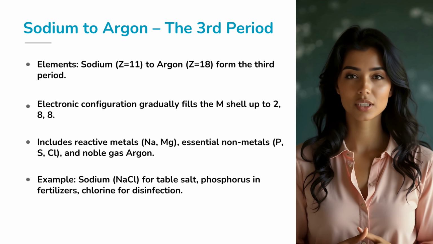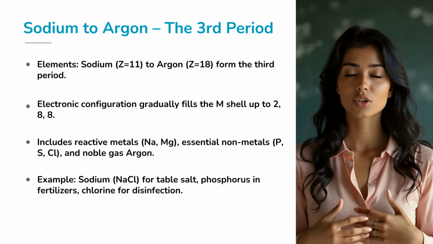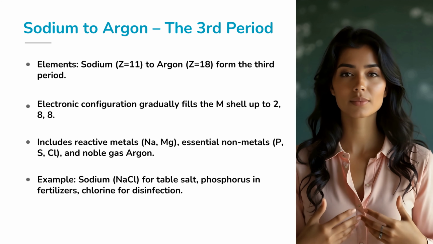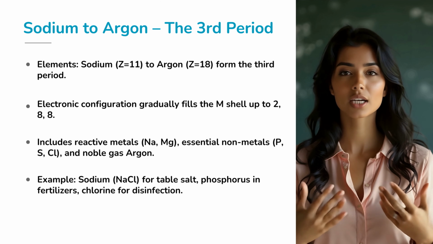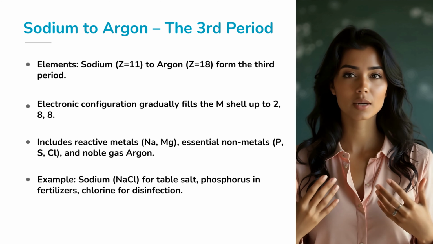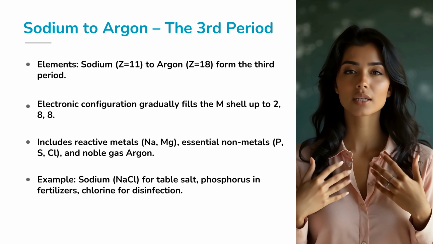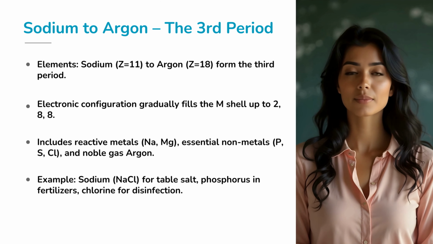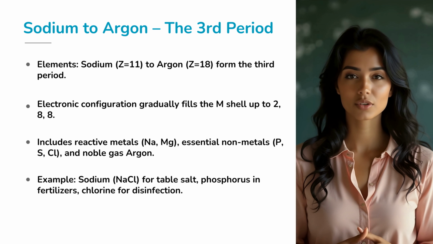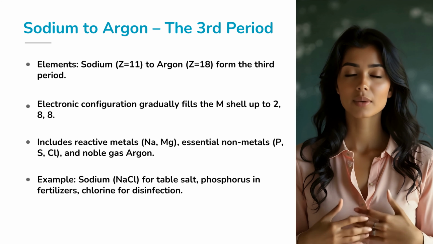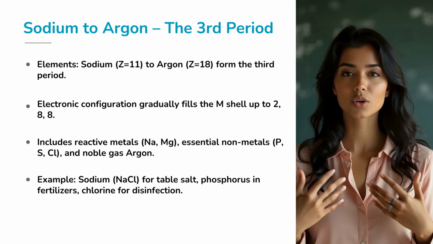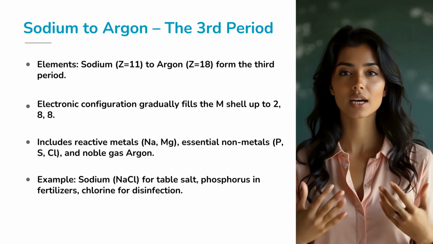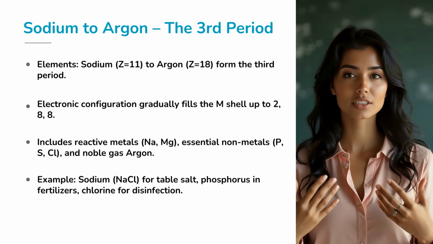Next comes the third period, stretching from sodium, atomic number 11, to argon, atomic number 18. Here, the M shell is gradually filled. Sodium has the configuration 2, 8, 1, while argon ends with 2, 8, 8, making it a noble gas. In this period, you will find reactive metals like sodium and magnesium, life essential nonmetals like phosphorus, sulfur, and chlorine, and finally argon, which is chemically inert.